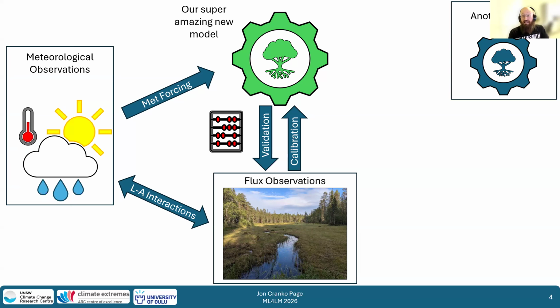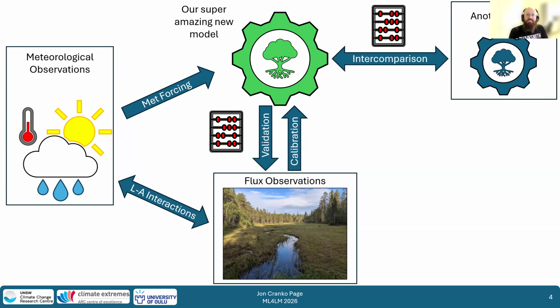Alternatively, we could have another land surface model. But if we're comparing these, it's more of a comparison. Our model might be doing better than this blue model, but are either of them actually doing well? They could both be doing absolutely poorly, or conversely, our model could be beaten, but actually they're both doing fantastically, and it's not really a problem.